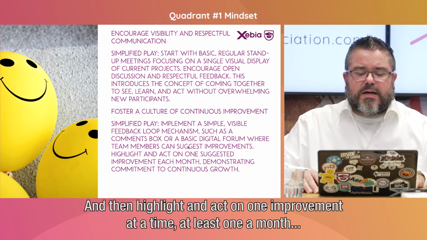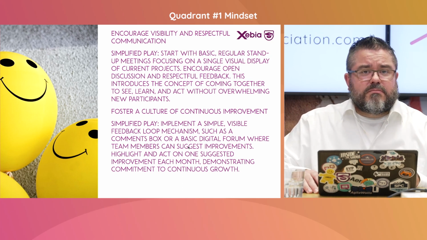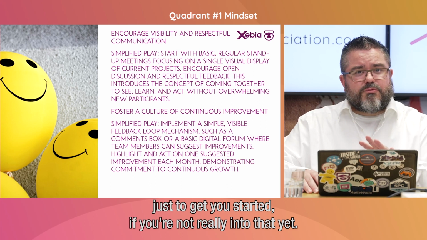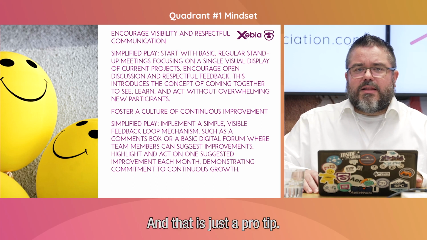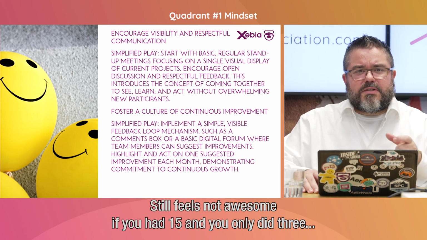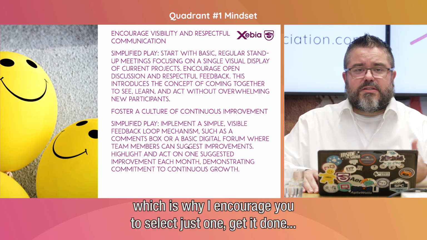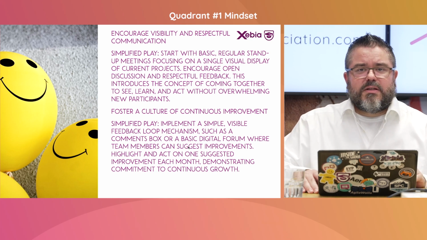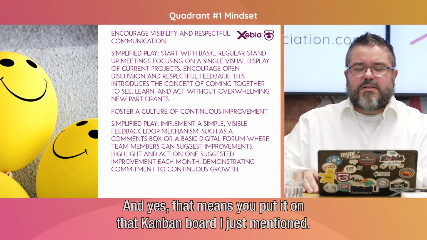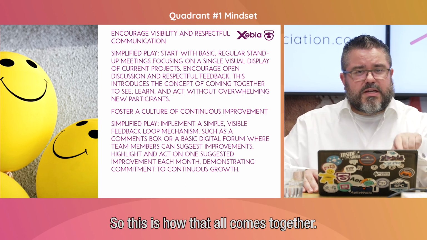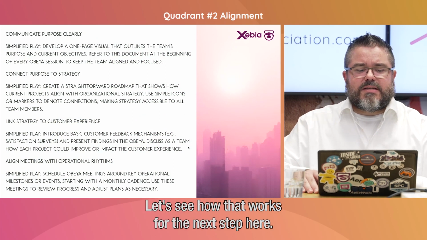And then highlight and act on one improvement at a time. At least one a month, just to get you started if you're not really into that yet, but never more than one at the same time. And that is just a pro tip. It still feels not awesome if you had 15 and you only did 3, which is why I encourage you to select just one, get it done, and then select the other one. Really make that part of your exercise in flow. And yes, that means you put it on that Kanban board I just mentioned. So this is how that all comes together. Let's see how that works for the next step here.